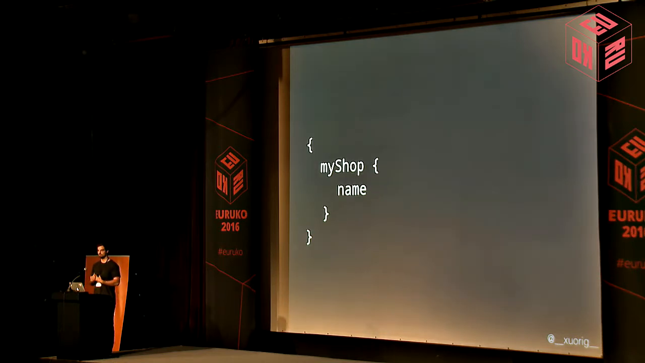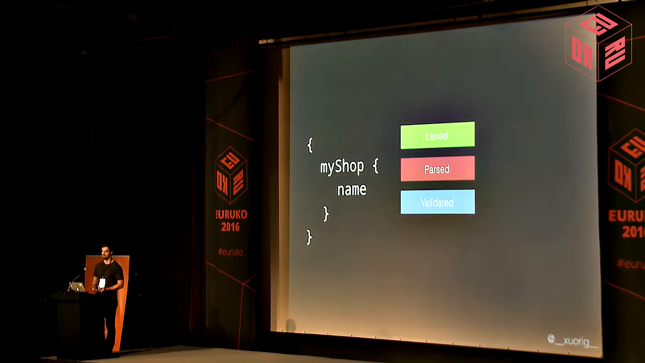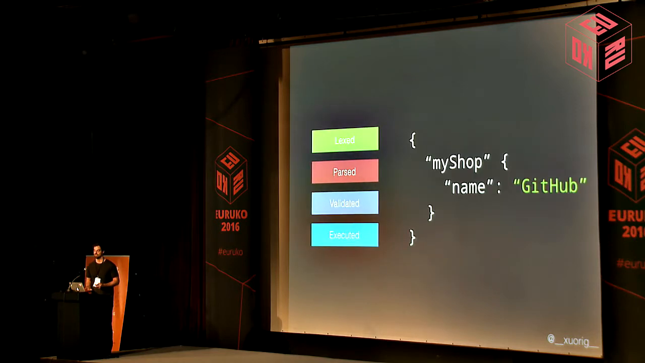So when we send that query to a GraphQL server, what ends up happening is it's lexed, it's parsed, it's validated, and finally executed. And as you can see, this query language is a bit similar to JSON, but removing the values. And what we get in return is actually JSON. So it's pretty cool. Our query shape matches our response shape almost one-to-one.